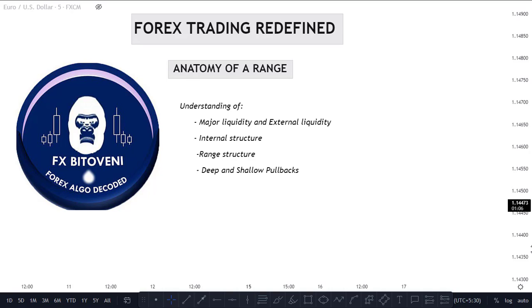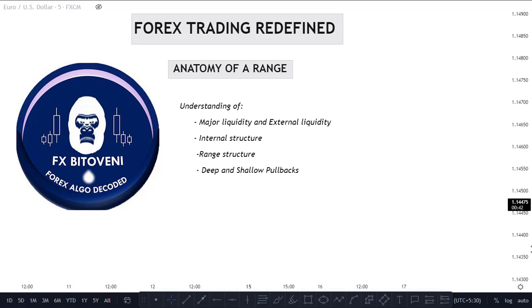Something you need to know as a trader. If you want to become a professional, profitable trader, make sure you follow this video, because I know for sure it's going to change the way you trade the market. Today we're going to redefine forex. I'm going to show you exactly the anatomy of a range.